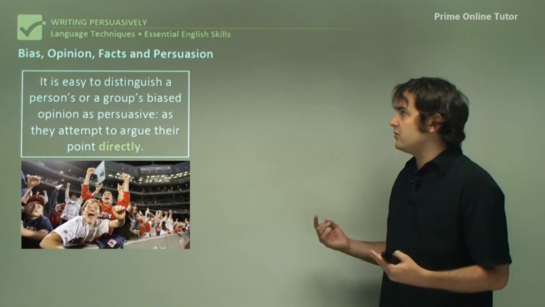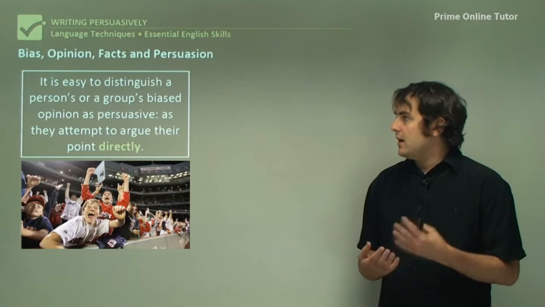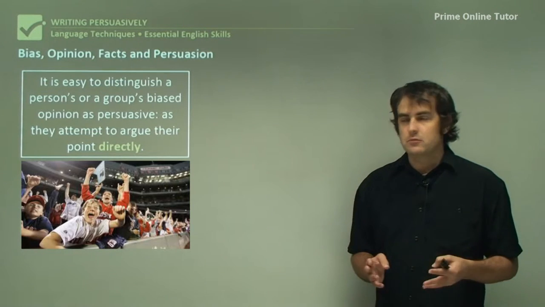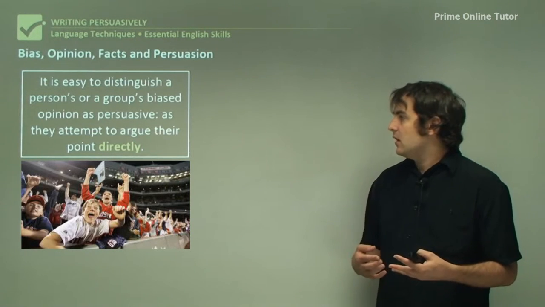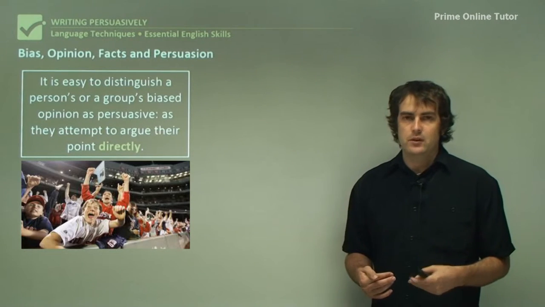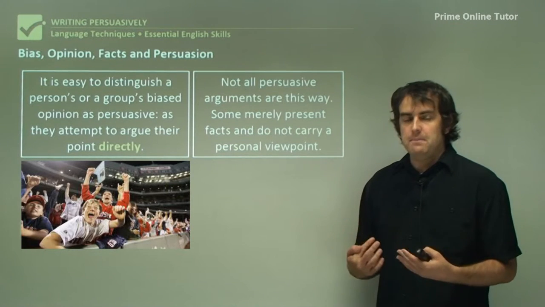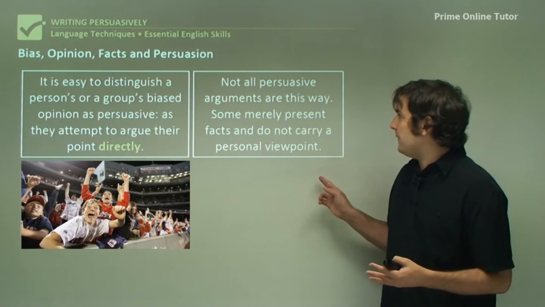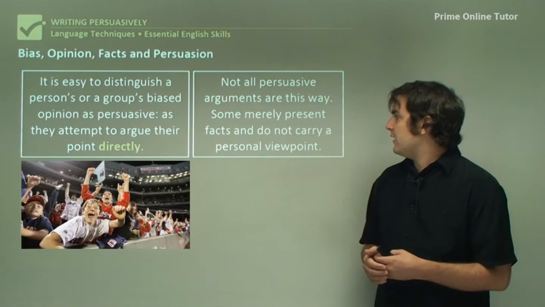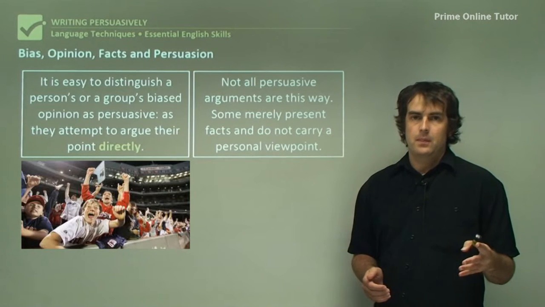Okay, so essentially there are a number of different things at work. You look at bias, you look at opinion, you look at facts, and you look at persuasion together. And essentially it's very easy to distinguish a person or a group's opinion as being biased if they are arguing it directly, as in if they put their name to what they say. So if they do that, then yes, it's very easy. However, not all arguments are this way. Some do present facts and do not carry a personal viewpoint, and yet they're equally persuasive.